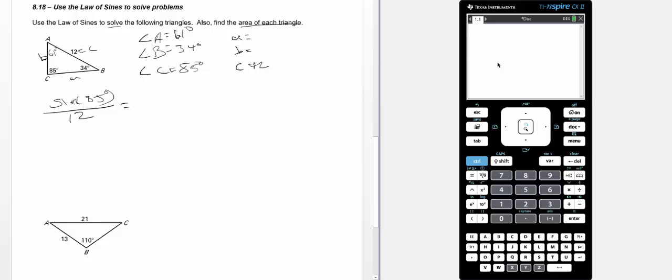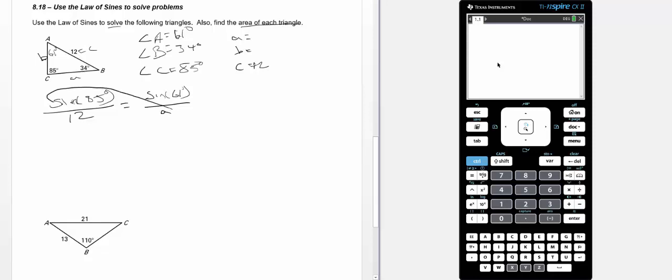It doesn't really matter which side I choose. I'm going to have to do it for both. So maybe I'll do a because it's first in the alphabet. So I know that the sine of angle A, which is 61 degrees, divided by little a, is the same as sine of C over little c. I know three of the four things in this proportion, so I should be able to cross multiply and get little a by itself.